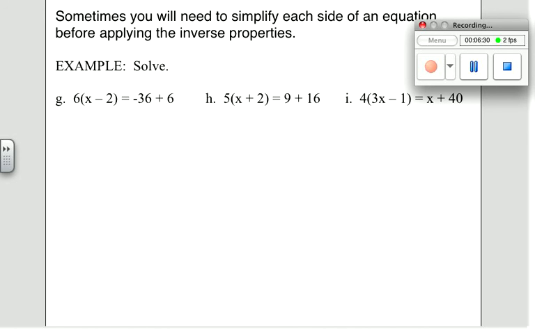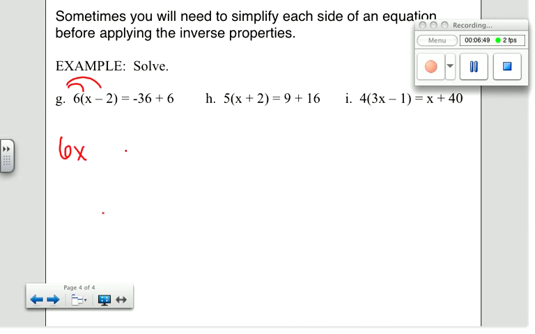We have G. 6 times x minus 2 equals negative 36 plus 6. Go ahead and distribute. 6 times x is 6x. 6 times 2 is minus 12. Set that equal to, go ahead and combine your negative 36 plus 6, negative 30.